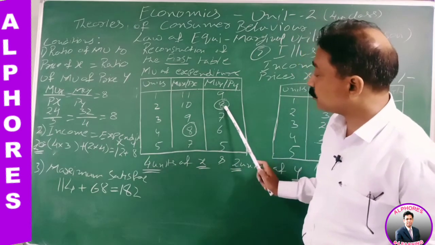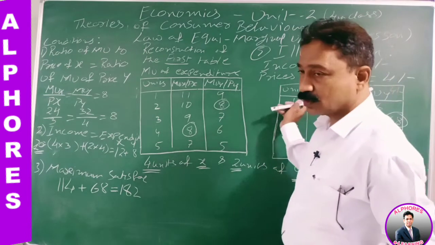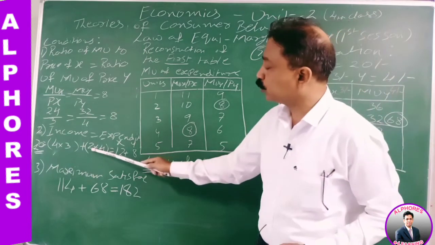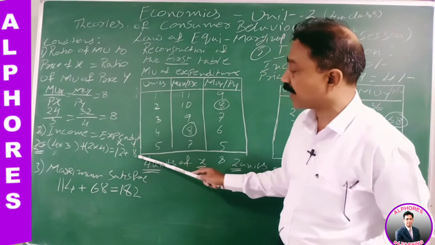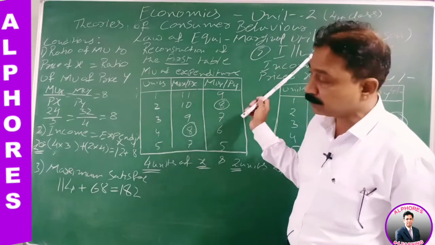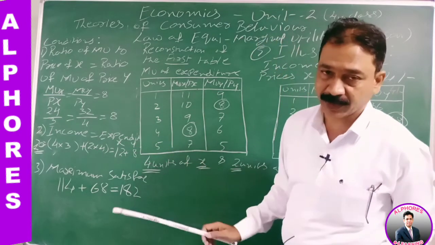And how many purchased Y commodities? 2. What is the price? 4 rupees. 2 commodities multiplied by 4 rupees, 8 rupees. 12 plus 8, 20 rupees. What is the income? 20 rupees. Expenditure is 20 rupees. With this, he is in equilibrium again.